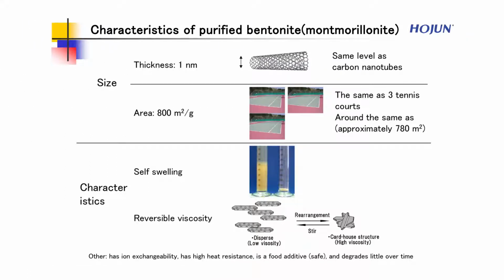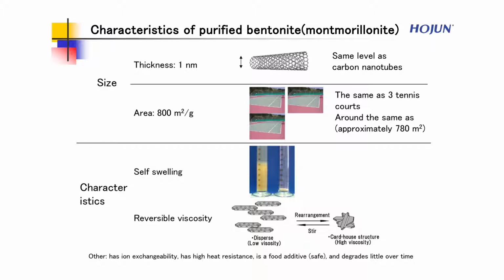Summarizing the characteristics of montmorillonite, its size is 1 nanometer thick plate crystals and are around the same size as carbon nanotubes. The surface area of the plate crystals is around 800 square meters, which is around the same surface area as 3 tennis courts per 1 gram, or 1 teaspoon. Its greatest characteristics are that it demonstrates self-swelling and expresses a reversible viscosity.